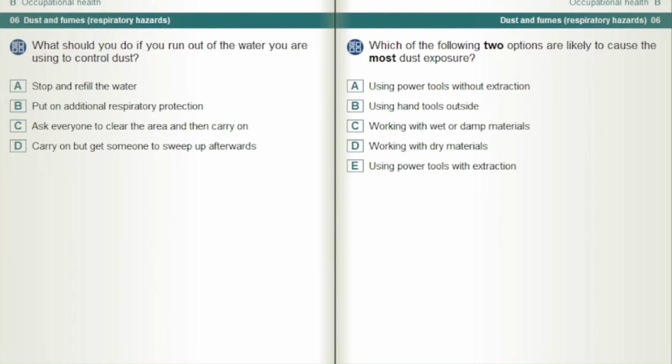Which of the following two options are likely to cause the most dust exposure? Using power tools without extraction, using hand tools outside, working with wet or damp materials, working with dry materials, using power tools with extraction.